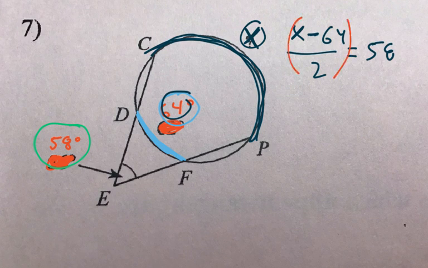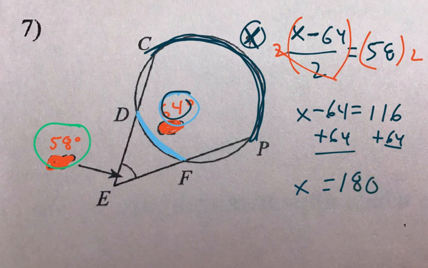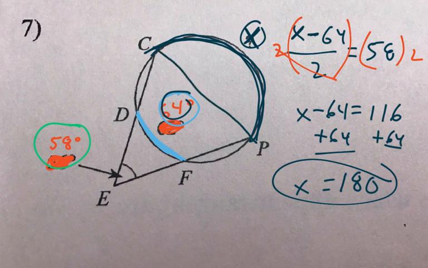So I'm going to start by timesing by 2. So X minus 64 equals 116. 58 times 2 is 116. Let me just double check that. It is. Now all I need to do is add 64 to both sides, and I'll have X. So X in my case must be 180 degrees. Notice, if you look at the picture, guys, isn't that basically half the circle? That's why it's 180 degrees.